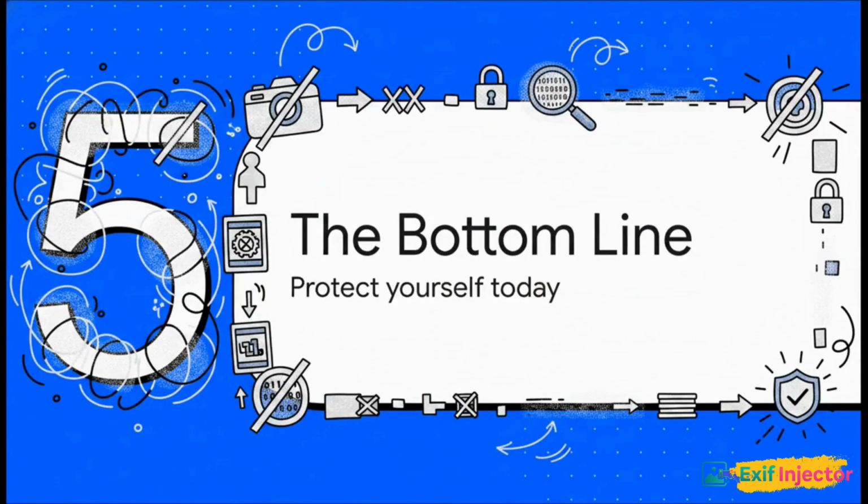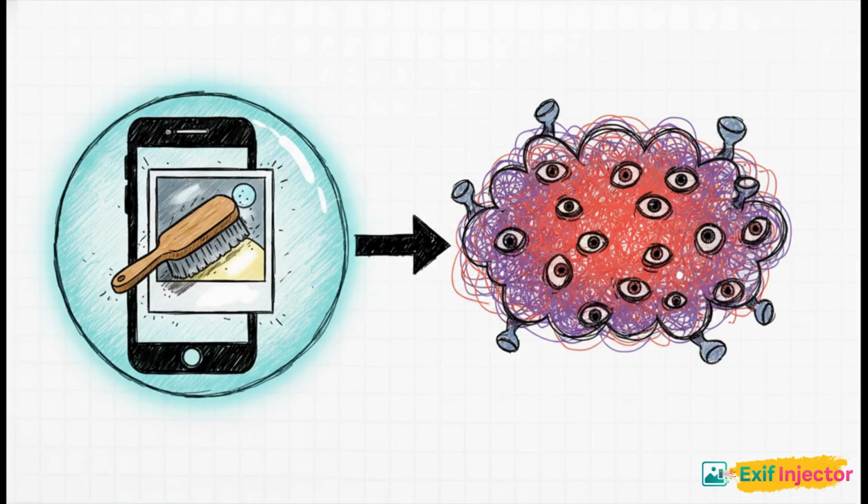And finally, Section 5, the bottom line, how to protect yourself today. Let's wrap this all up and highlight exactly what you should take away from this explainer. First and foremost, never ever assume social media is your privacy layer. While platforms like Facebook or Instagram might strip GPS when you upload publicly, they absolutely still preserve some of that metadata internally for their own tracking and analytics. Always take control into your own hands.